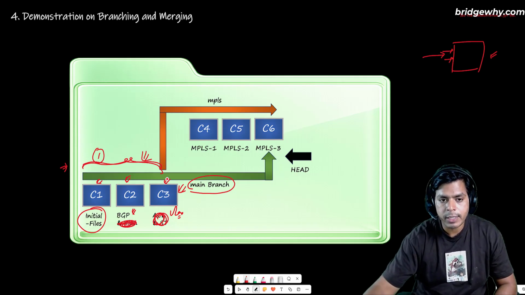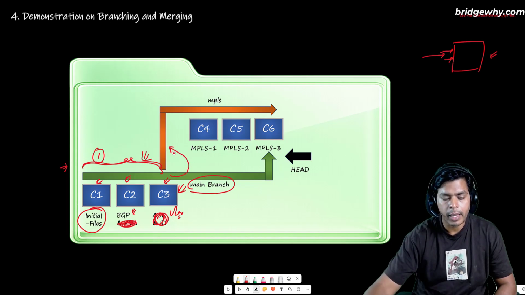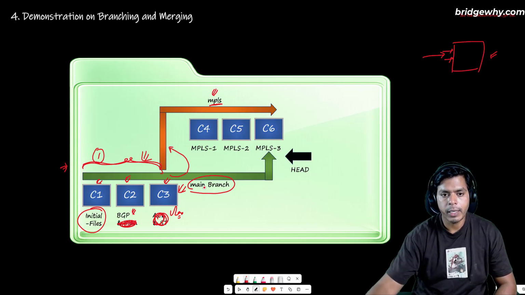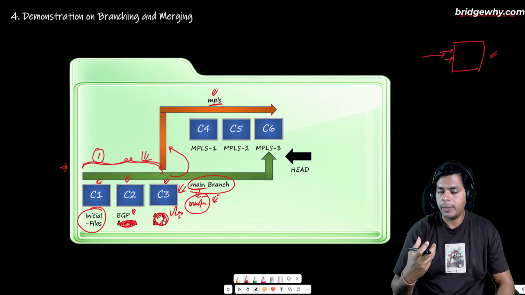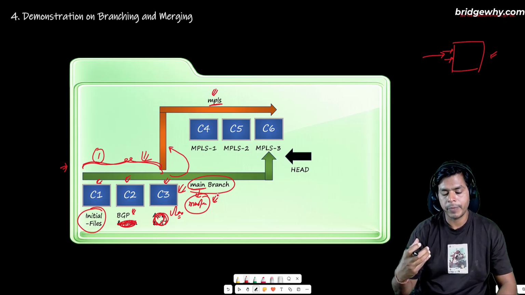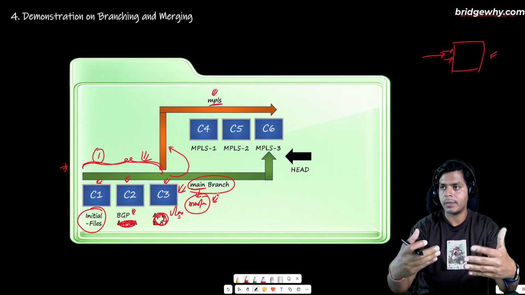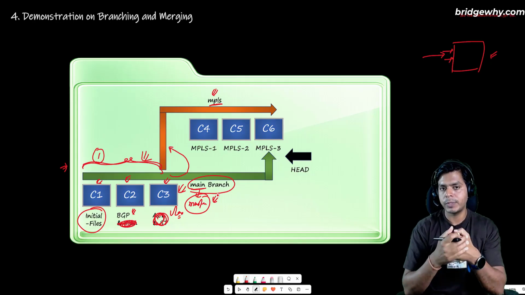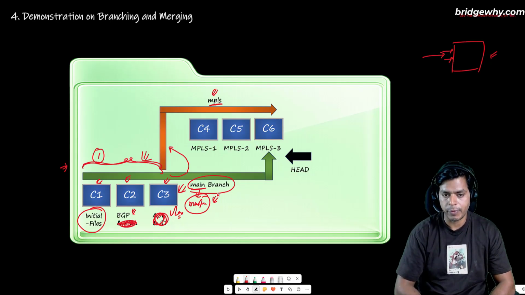Then whenever I do the C3 commit, I would like to create another branch from here, and I will call this branch the MPLS branch. Some Git versions will create the default branch, this green branch, as main branch. Some will create it as master. There is a problem with this word master because it is from the background of master versus slave, and we have removed such words from the software world.